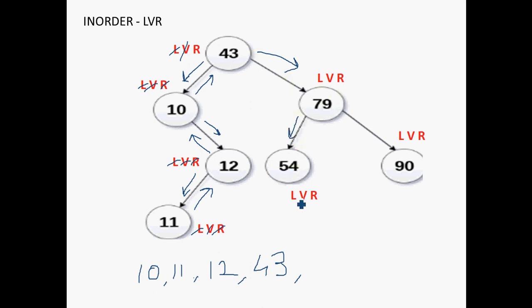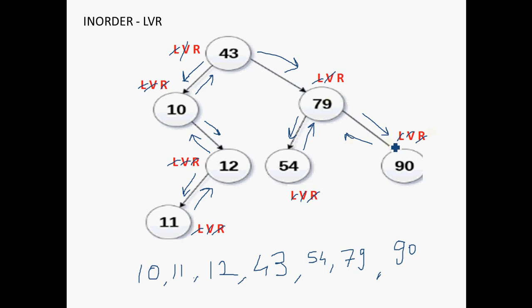So 54. Left is not there, so visit, which means printing 54. The visit is complete, right is not there, so go up. This was the left of 79, which is complete. Now visit 79, printing 79 at the output. The visit is complete. Is right there? Yes, go to the right. At the right is 90. For 90 left is not there, so visit 90, printing 90 at the output, and the visit is complete. Finally right of 90, nothing is there, so go up.